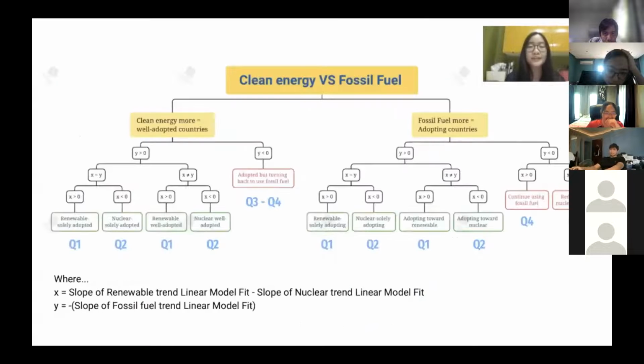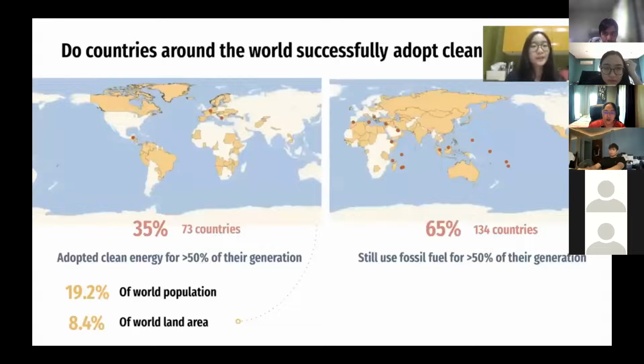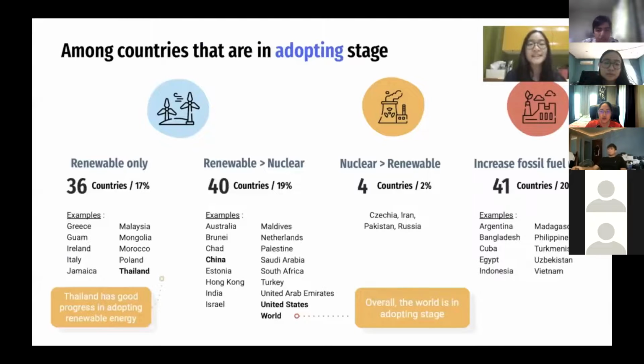I also concluded it in decision tree form. Here is the result. I found that only 35% have already adopted clean energy for more than half of their generation. The logic works very well, and it divided countries into groups. I also found that there is no country using nuclear energy alone. And Thailand is among 36 countries which are in the adopting stage without ever generating nuclear energy. Interestingly, the data also tells us the world is in the adoption stage too.